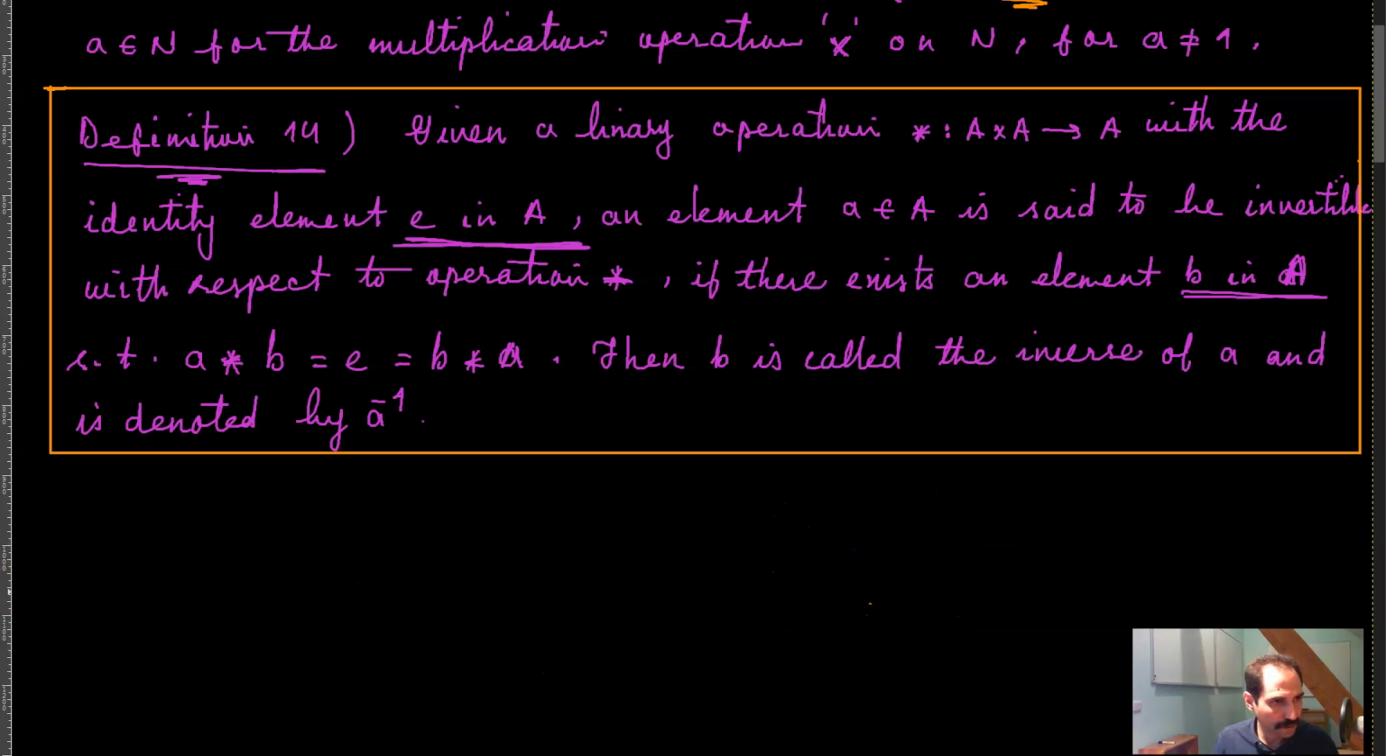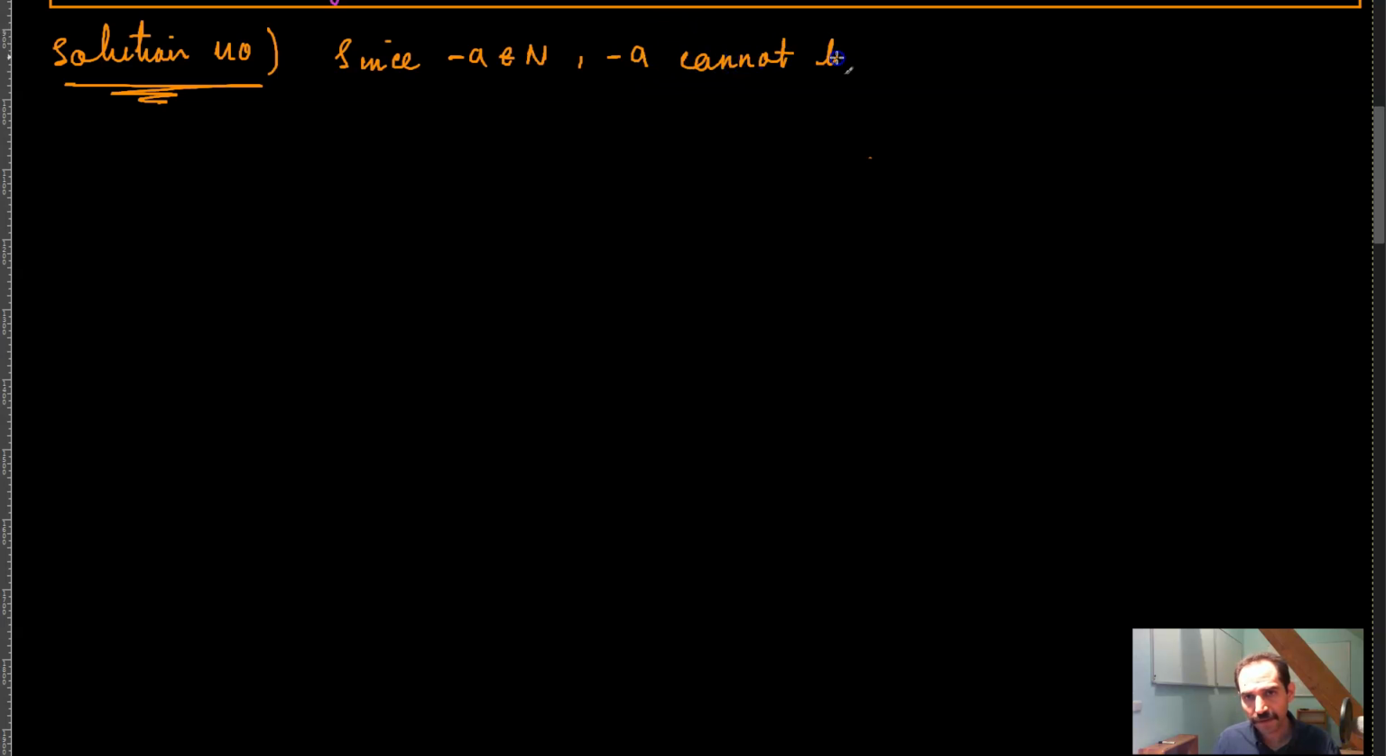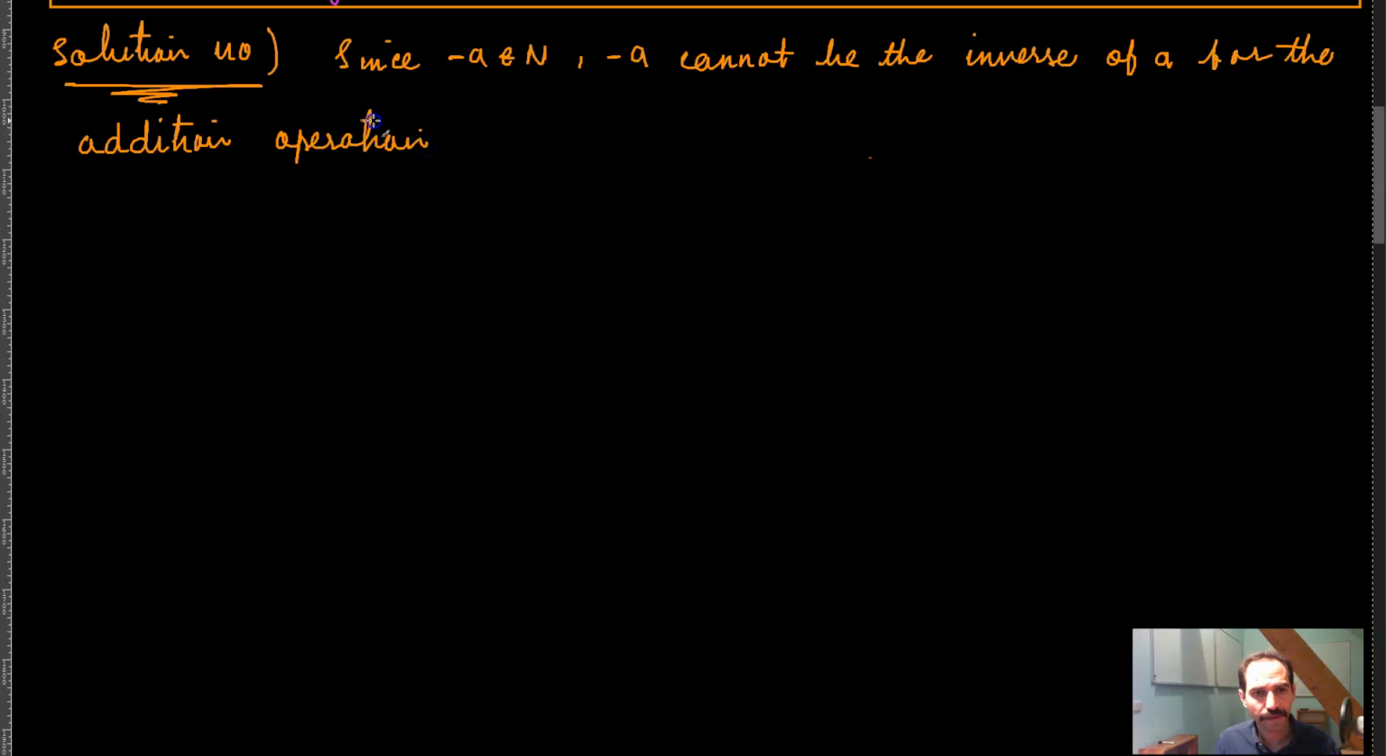So now, going back to the solution of this problem, number 40, we can say that since negative a does not belong to N, negative a cannot be the inverse of a for the addition operation on N.